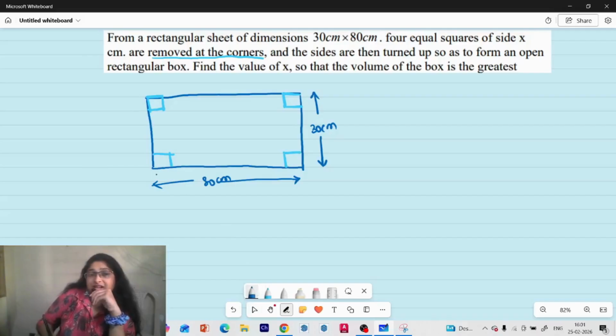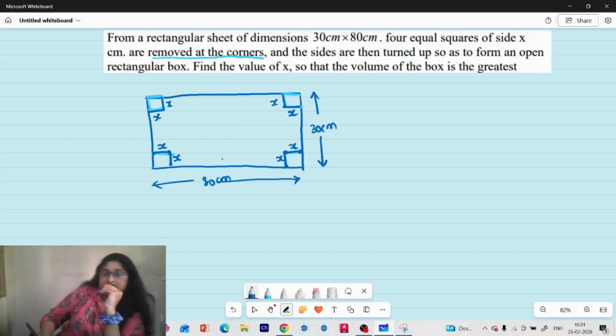And what's the side of this corner? This small length is x, and so is this length x. Because it's a square, obviously all the sides are going to be x. This is x, this is x, this is x, this is x. Okay, and so that's cut up.